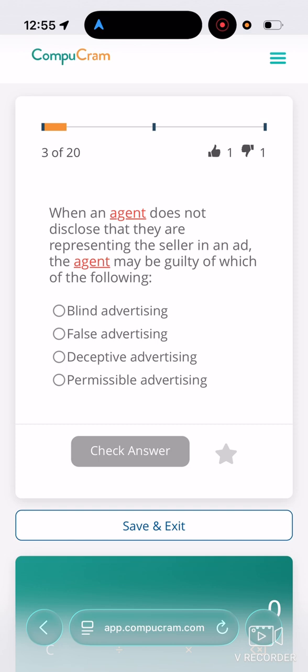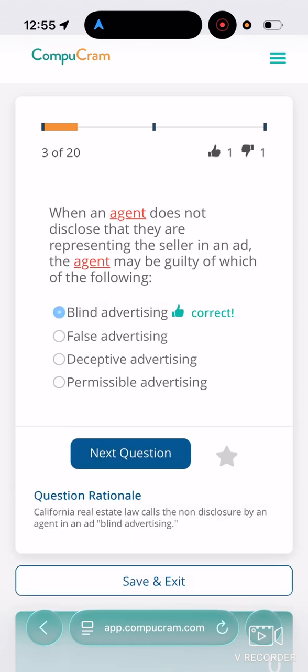When an agent does not disclose that they are representing the seller in an ad, the agent may be guilty of which of the following? Blind advertising, false advertising, deceptive advertising, permissible advertising. Yeah, it might be blind. Yep. Good. Question rationale. California real estate law calls the non-disclosure by an agent in an ad blind advertising.